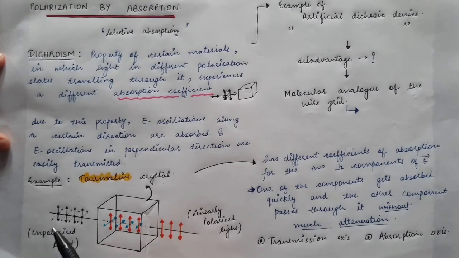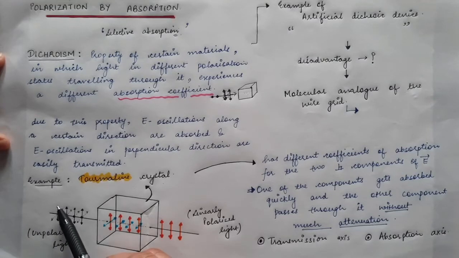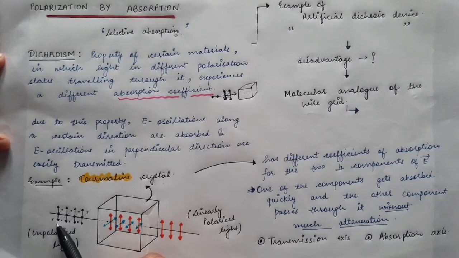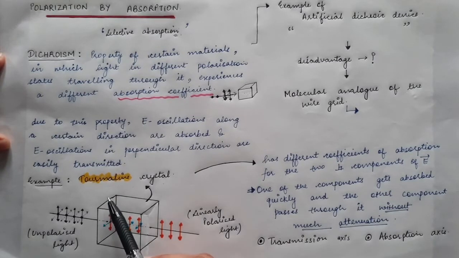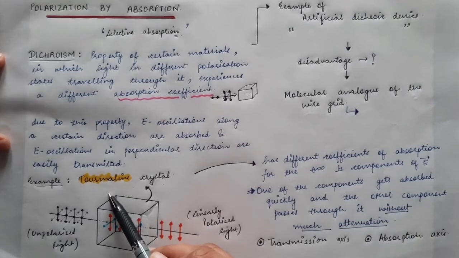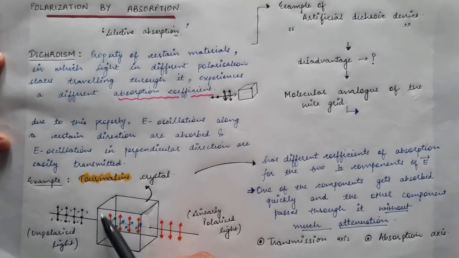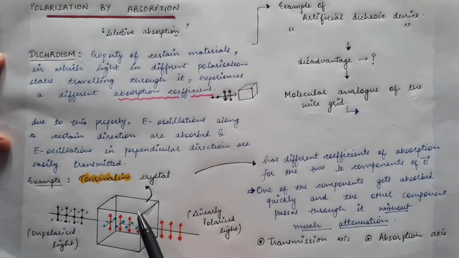Unpolarized light can be divided into two orthogonal components. One I have taken in the plane of the paper, and another I have taken perpendicular to the plane of the paper. When these two orthogonal components fall on the tourmaline crystal, let's say the absorption coefficient in the direction of the plane of the paper is very low, whereas the absorption coefficient perpendicular to the plane of the paper is very high for this material.